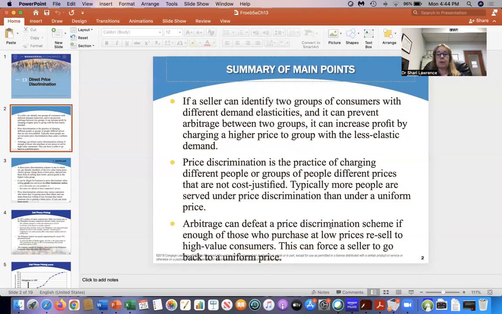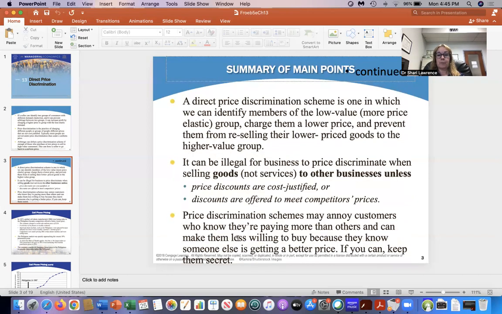This whole scheme can be defeated if there's arbitrage. Let's say a store offers a senior discount. If the senior goes and buys all of these goods and gets the discount and then turns around and sells them on eBay for a higher price, then that's defeating the whole price discrimination scheme. That's called arbitrage.